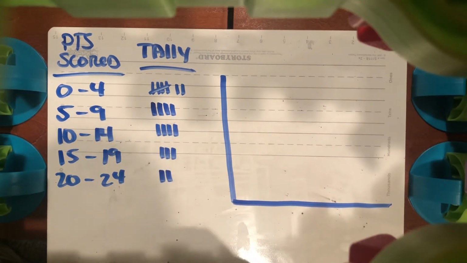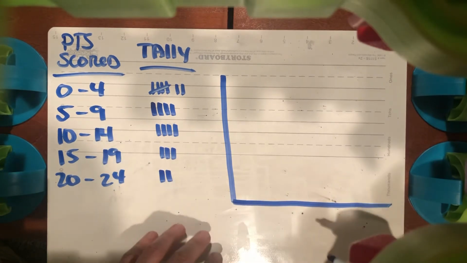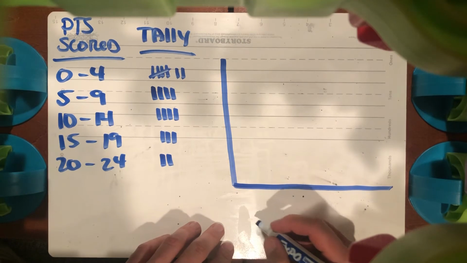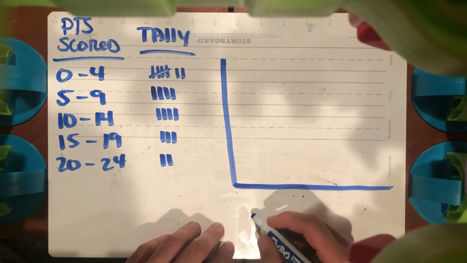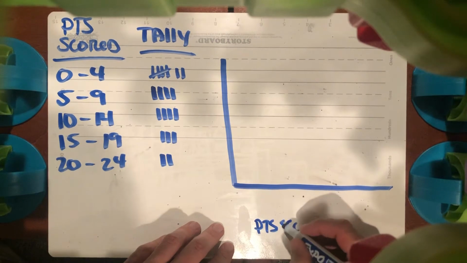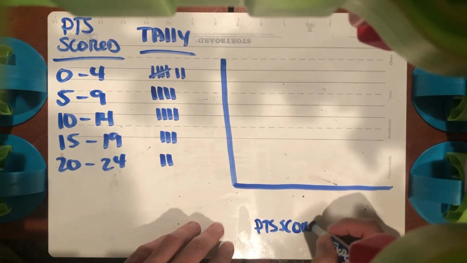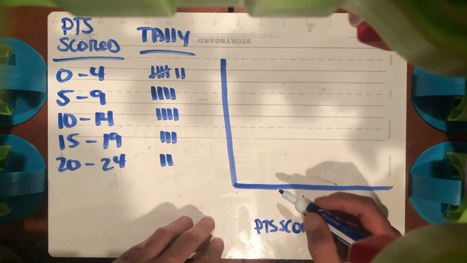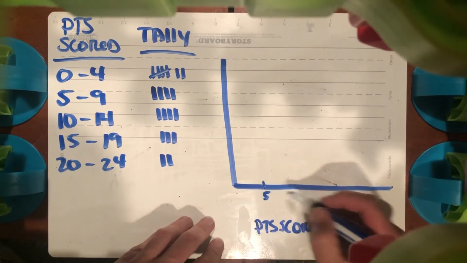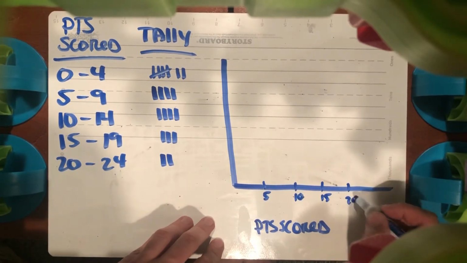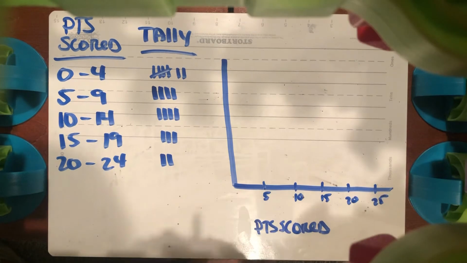The next step is to create values for the x-axis. Now, the x-axis is going to represent number of points scored. So we're going to do points scored down here. Make sure I can spell. And we're going to mark this off. We'll go probably 5, 10, 15, 20, 25 seems appropriate.